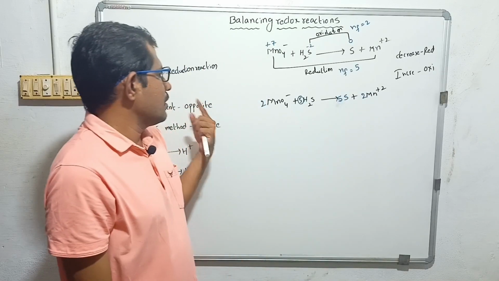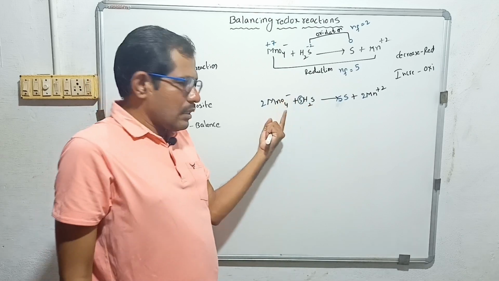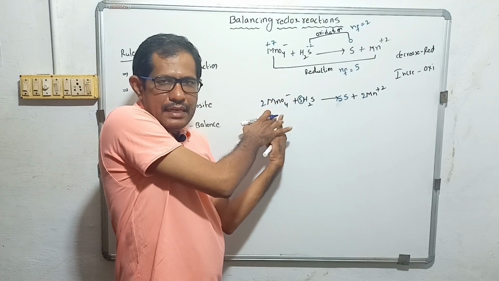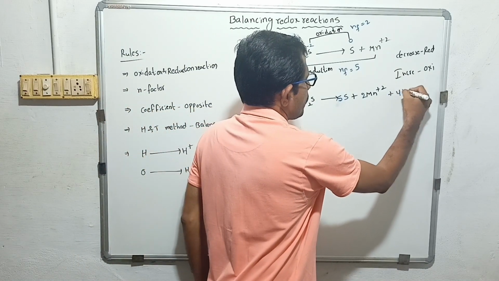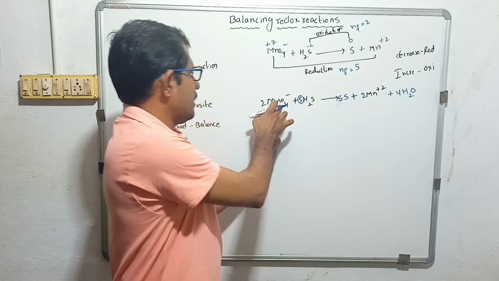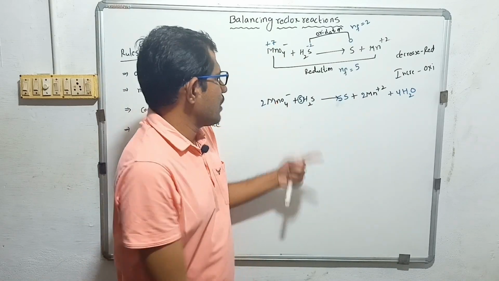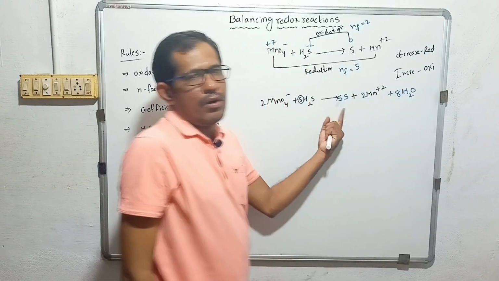Then balance the oxygen atoms. On this side there are 8 oxygen atoms. On this side, in this reaction, there are also 8 oxygen atoms. So put 4H2O over here. In this reaction here there are 8 oxygen atoms, so put 8H2O over here.